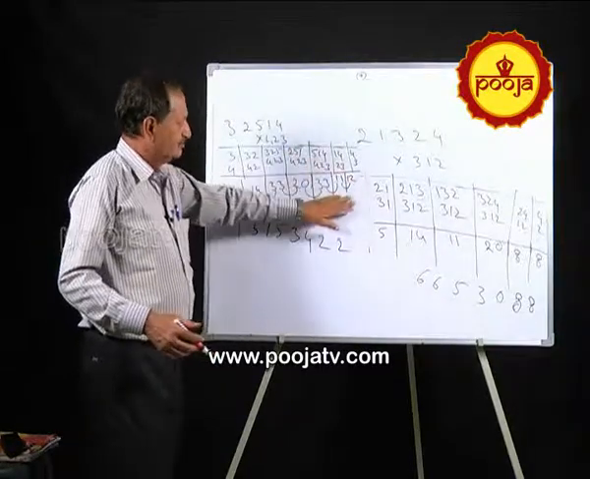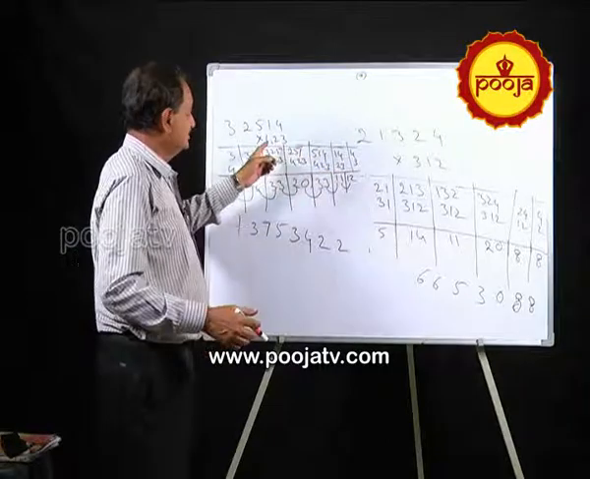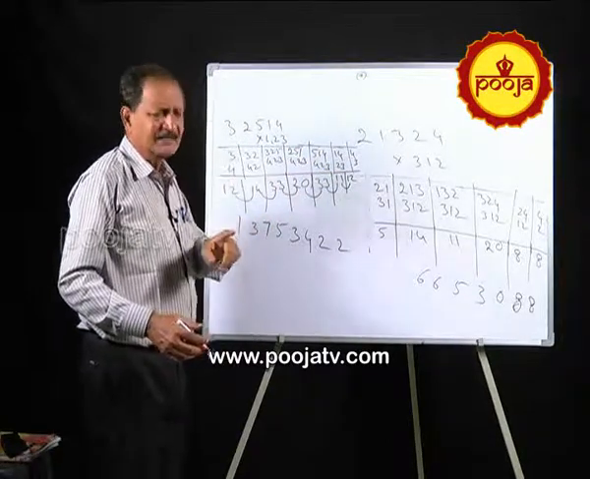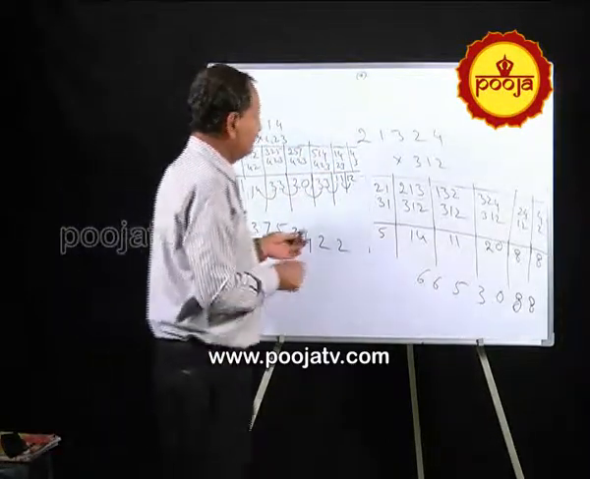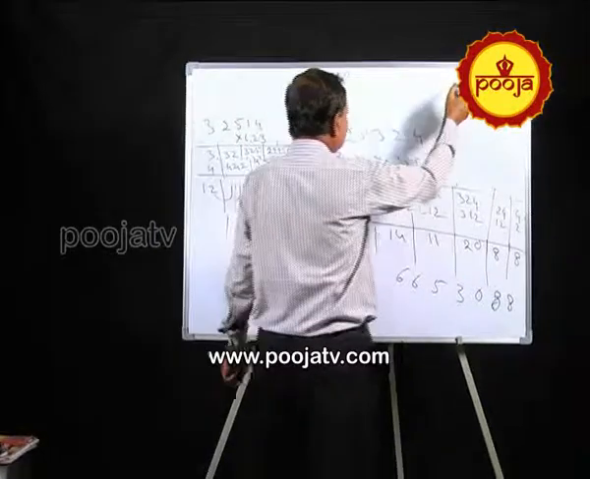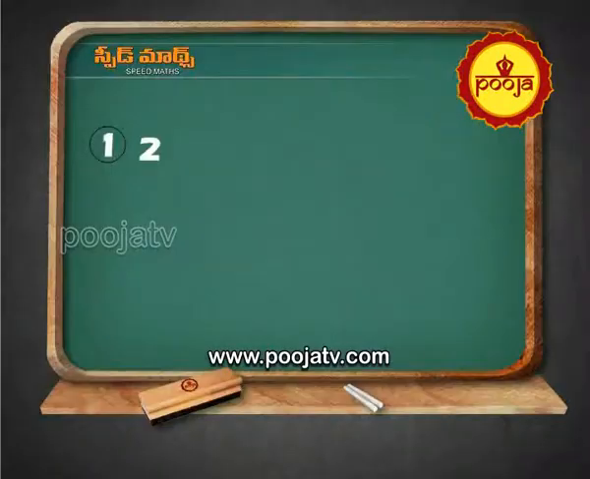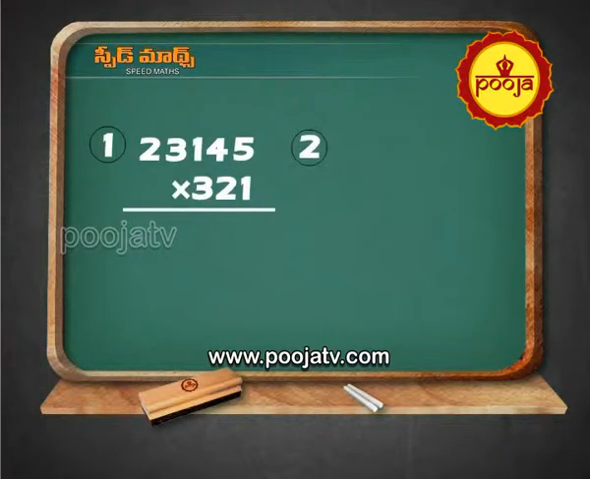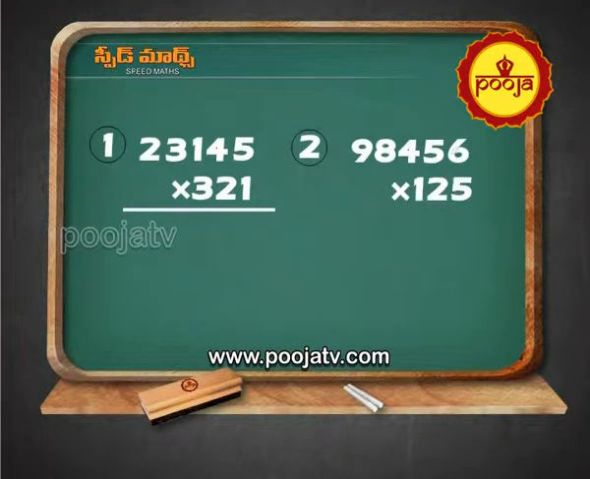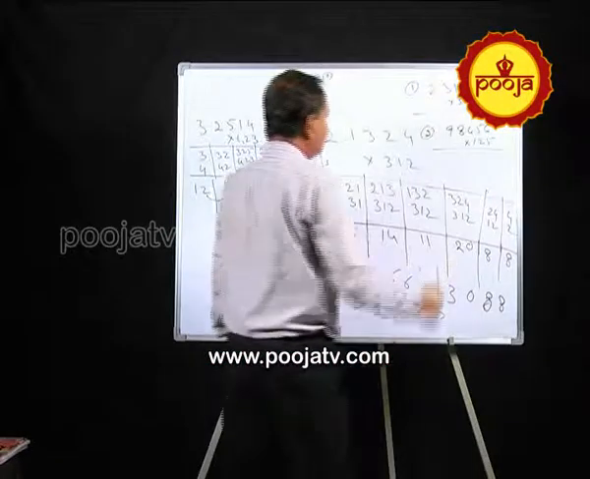Like this, you have to do for 2 digits and 3 digits. You practice. 100% I am telling you. Just I am giving you 1-2 examples. You write on the postcard. If possible, you send me 23145 into 321. First problem. Second problem. 98456 into 125. These 2 problems you do.